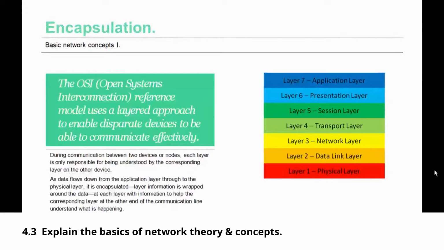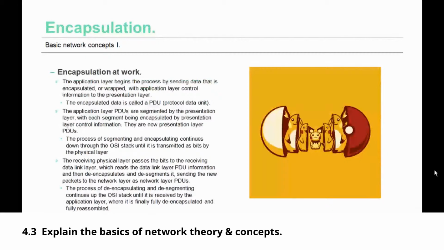As data flows down from the application layer through to the physical layer, it is encapsulated at each layer with information to help the corresponding layer at the other end of the communication line understand what is happening. As the data is received at the other end, it is de-encapsulated or unwrapped as it moves up the OSI stack by the corresponding layer. Let's talk about how encapsulation works.